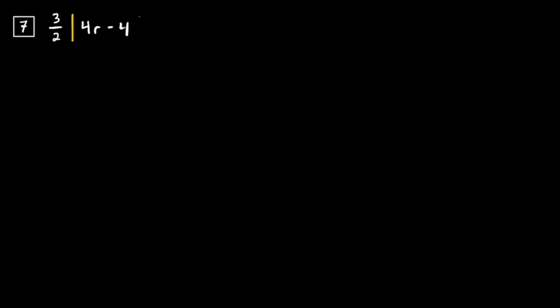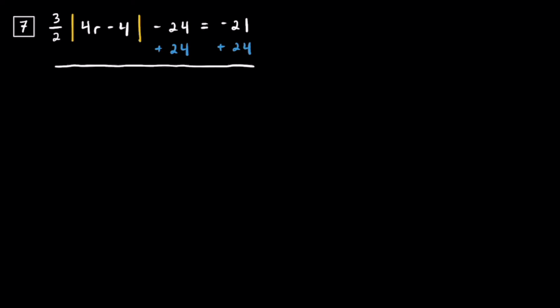Let's take that whole thing, and let's go ahead and take away 24 from that, and set that equal to negative 21. Before we separate into two equations, let's get rid of this minus 24, and this 3/2 that's multiplying by the absolute value. Using the addition property of equality, let's add 24 to both sides of the equation. And when we do so, we're left with 3 over 2 multiplied by the absolute value of this 4r minus 4.